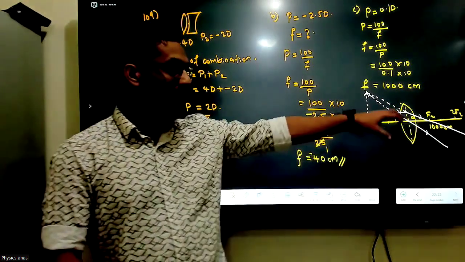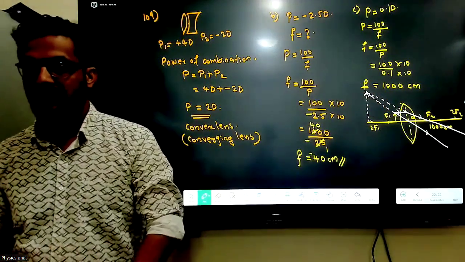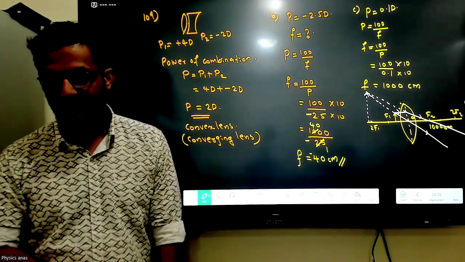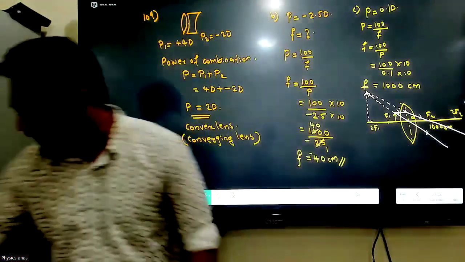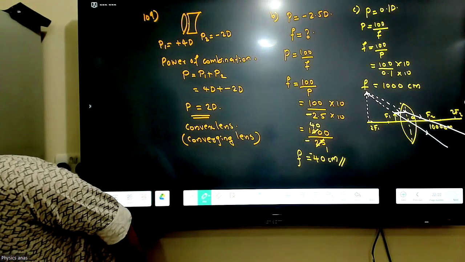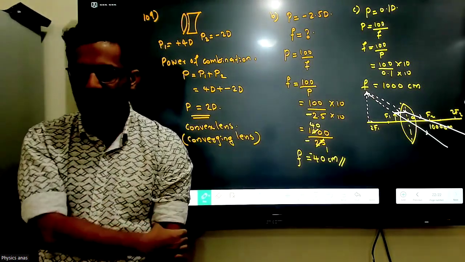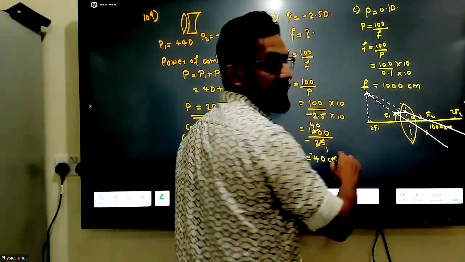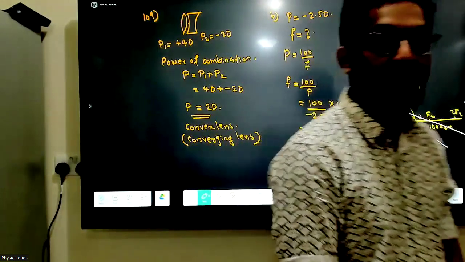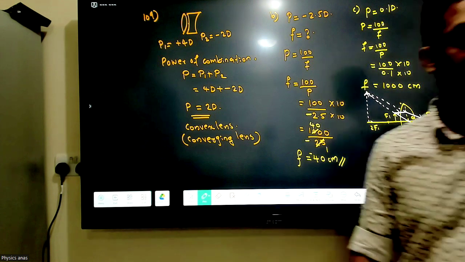Why do we draw this particular figure? Our focal length is given as 1000 centimeter, right? The object is placed at 20 centimeter, which means the object is between F1 and O. The image will be on the same side. It will be a virtual, larger, erect image on the same side. Okay.